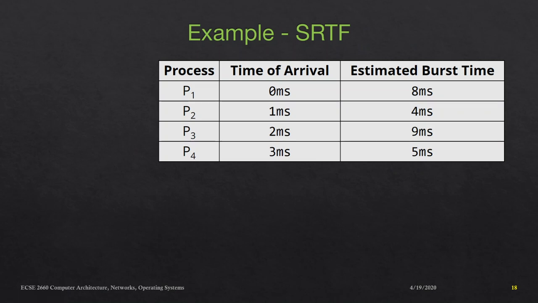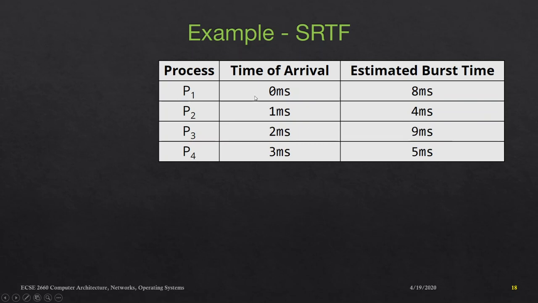So this is for shortest remaining time first. We have 4 processes, P1, P2, P3, P4. Their time of arrival to the ready queue is listed as 0, 1, 2, 3 milliseconds each. So P1 comes in first, then P2, then P3, then P4. And their estimated burst times are given as 8 milliseconds, 4 and 9 and 5 respectively. So clearly P3 is the longest process, P1 is long too, the shortest process over here is P2.